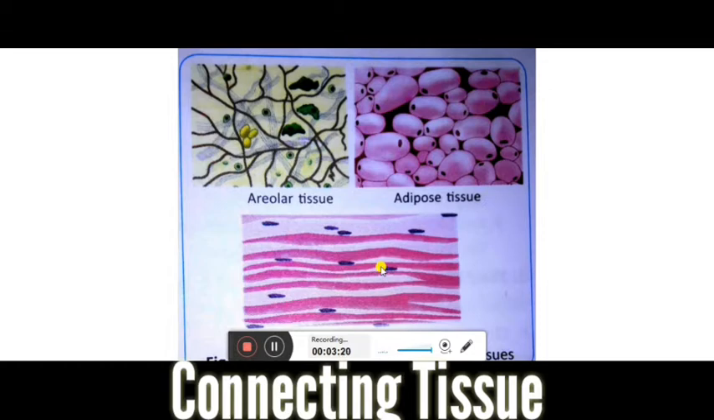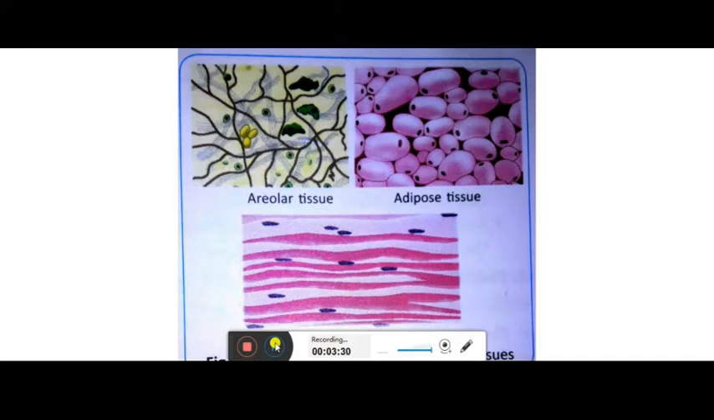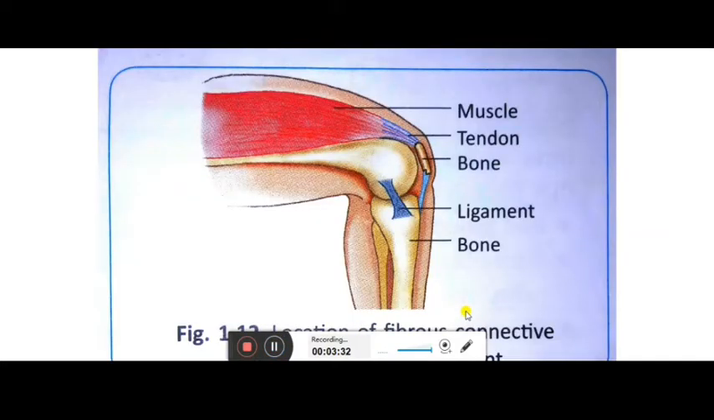And the third one is the fibrous connective tissue. These are the fibrous ones, in which there are two kinds of tissues, the tendons and the ligaments. Now children, in this picture you can see where the tendons are and where the ligaments are. Ligaments are basically elastic fibrous tissue. They can be stretched, and they connect two bones. Bone to bone connection is with the help of ligament only.